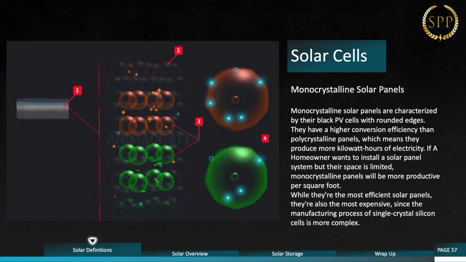Monocrystalline solar panels are characterized by their black PV cells with rounded edges. Those are those black panels you see on the roof more often nowadays. They have a higher conversion efficiency than polycrystalline panels, which means they produce more kilowatt hours of electricity. If a homeowner wants to install a solar panel system that has limited space, monocrystalline panels will be more productive per square foot. While they're the most efficient solar panels, they are also the most expensive solar panels, since the manufacturing process of single crystal silicon cells is more complex.